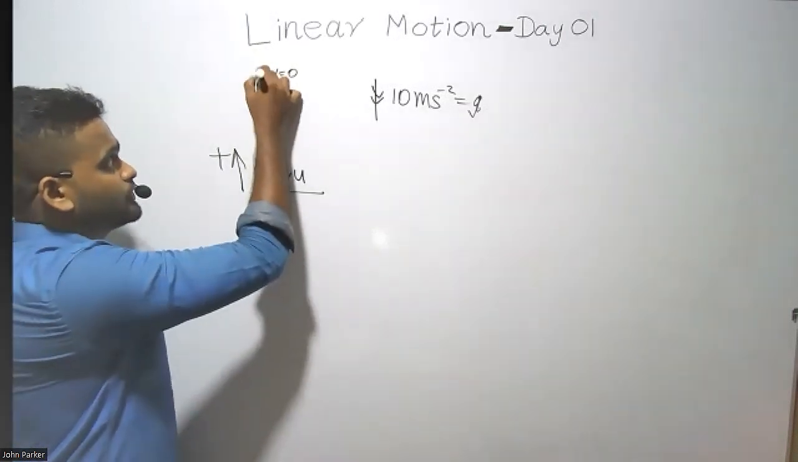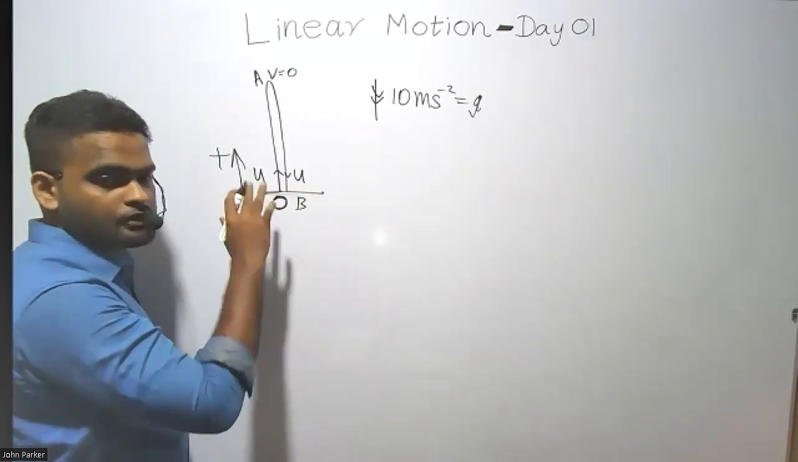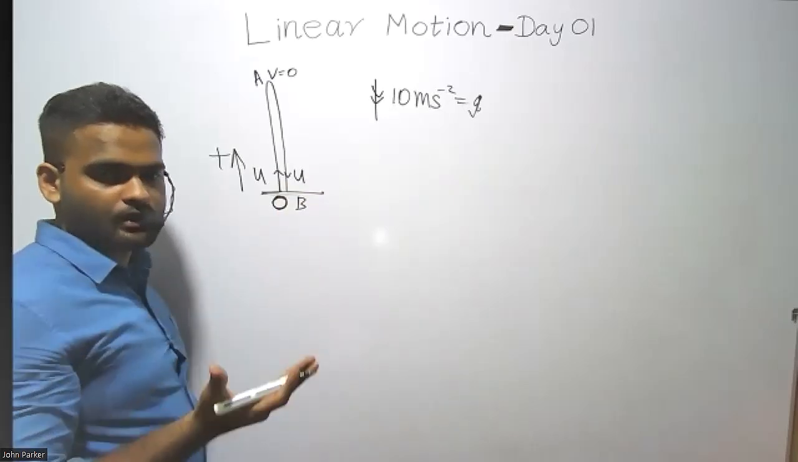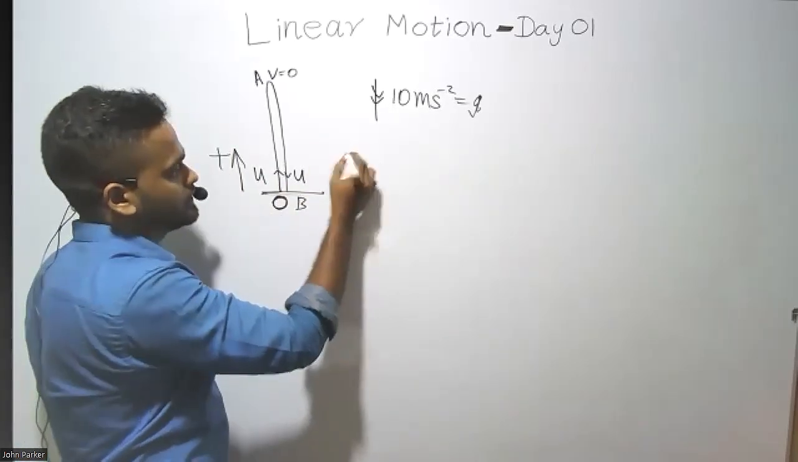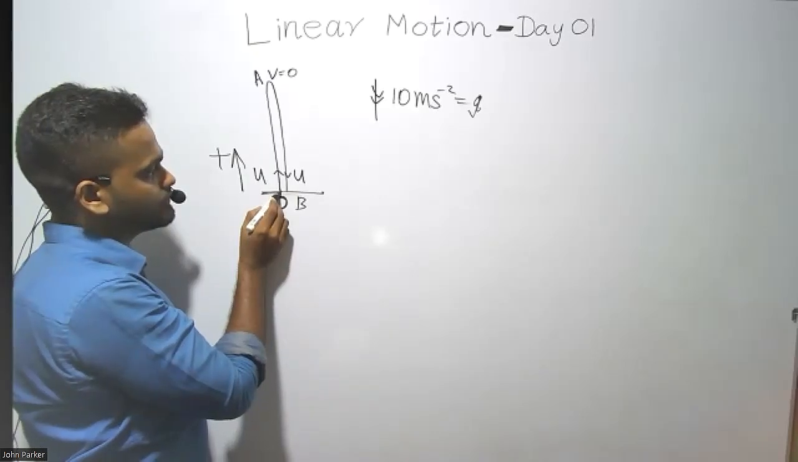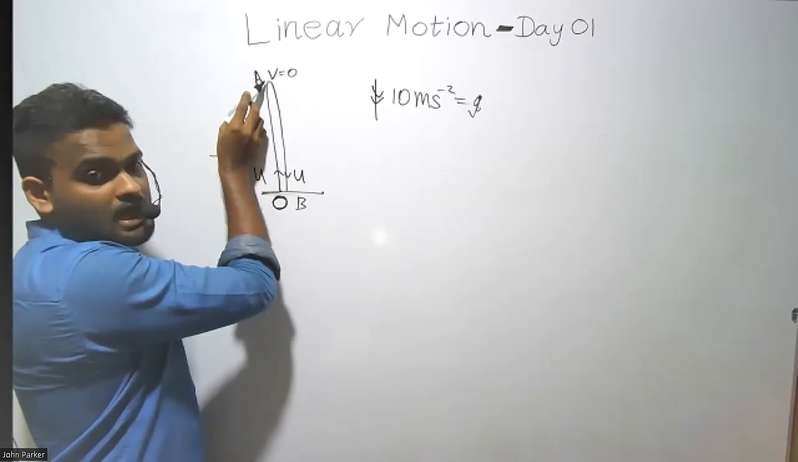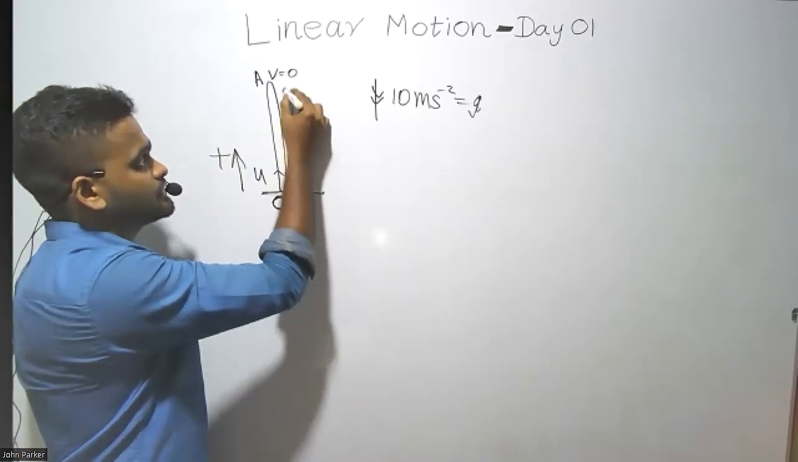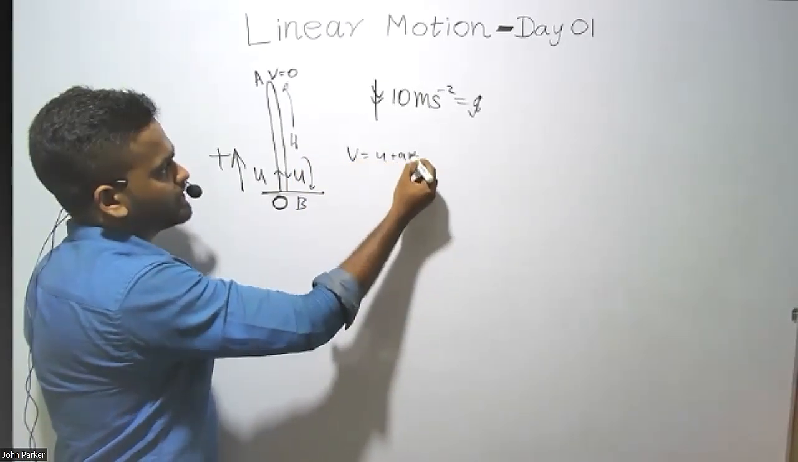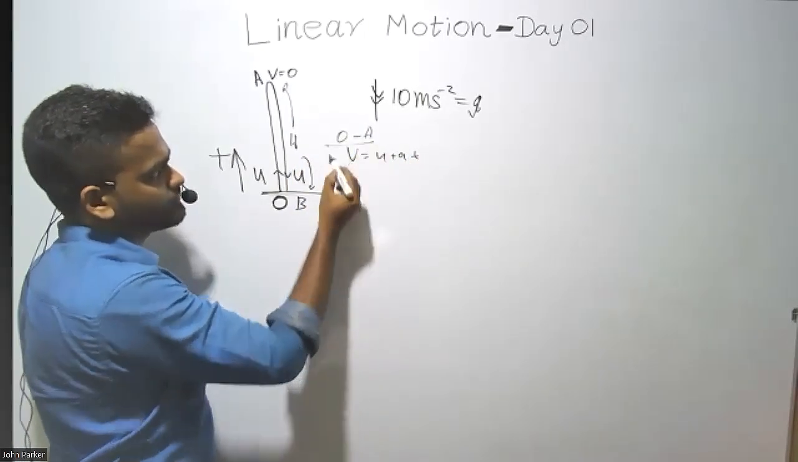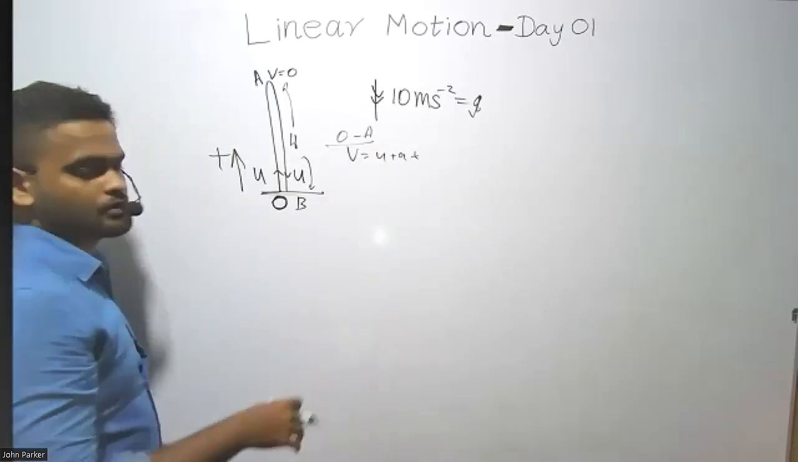So I'll say this point is A and this is B. These are the common equations that we are going to use for this one. First, I need to find the time to reach the maximum height. Let's say the maximum height is capital H. So you can apply this equation from O to A. So what's the final velocity?